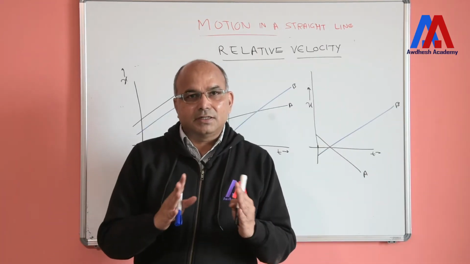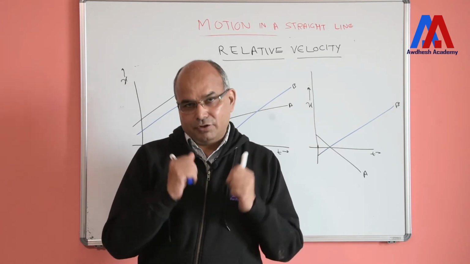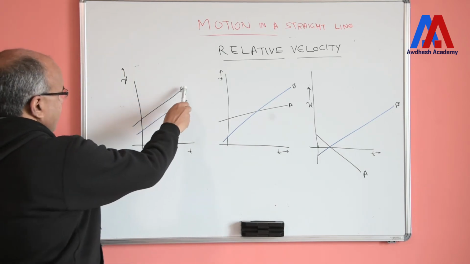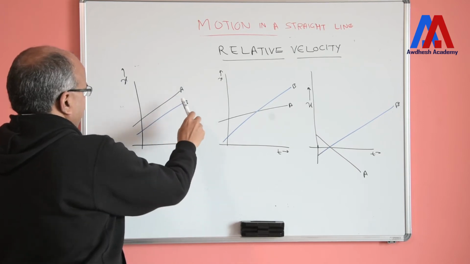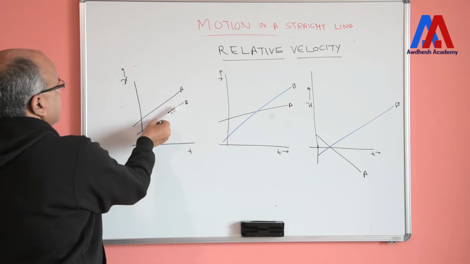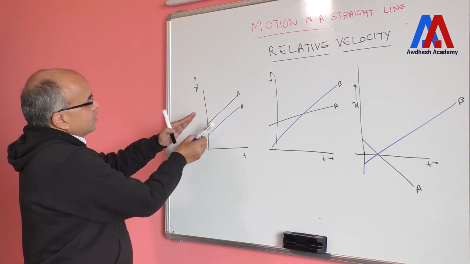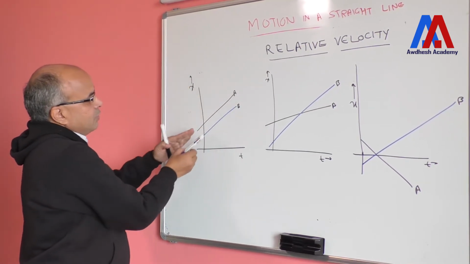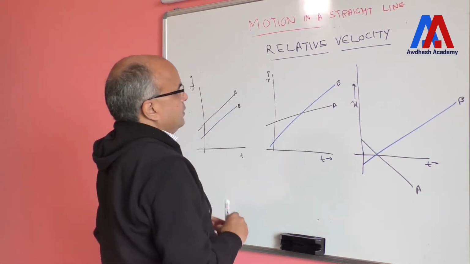Now let us understand three different types of situations which may occur while calculating the relative velocity. In the first case, particle A is moving with a uniform velocity and particle B is also moving with the same uniform velocity, because you can see that the tangent is the same. And therefore these two lines will continue to be parallel and they will never meet because parallel straight lines never meet.